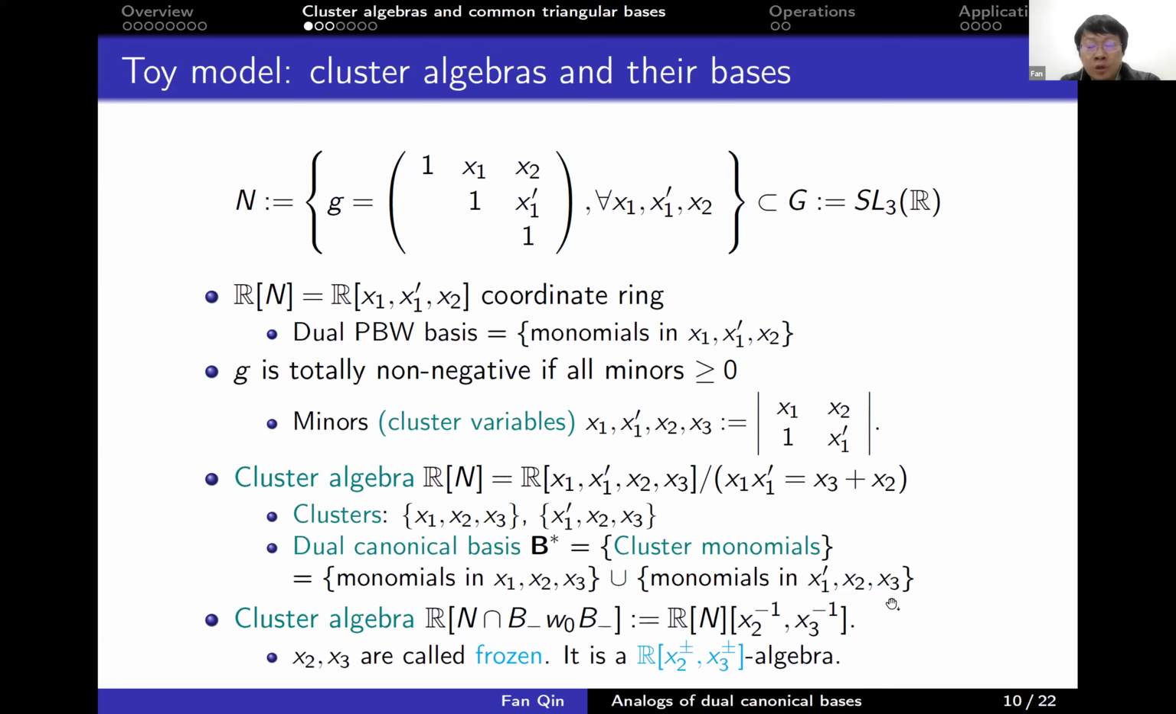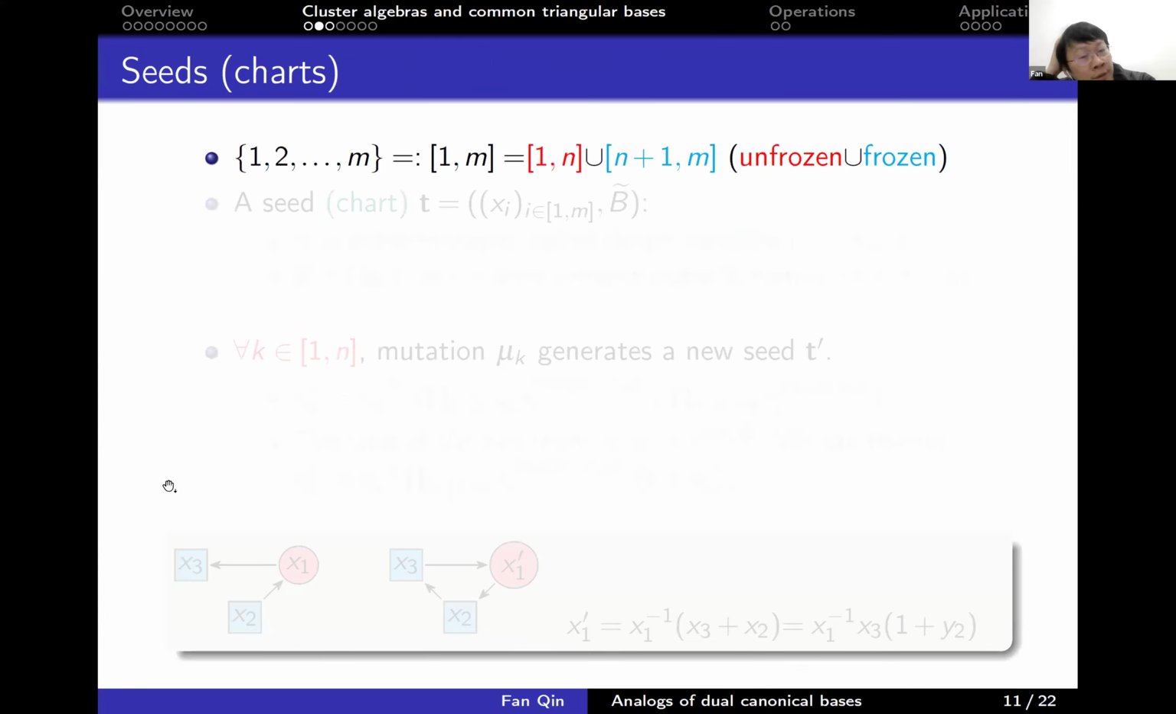Okay, so these are basically our running examples. You see that we have families of charts, and we have lots of local coordinates, and we have cluster monomials, and they are related to bases. Okay. And in the general definition, assume that you have m vertices, and I denote them from 1 to m, to be an interval. And then I do a partition.